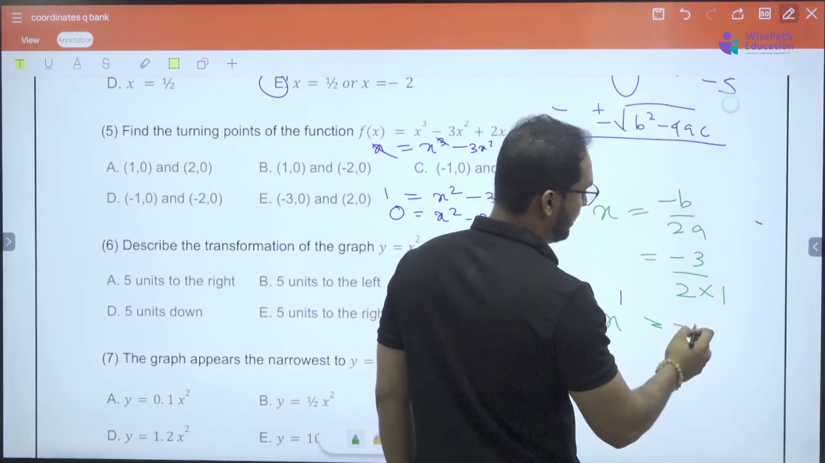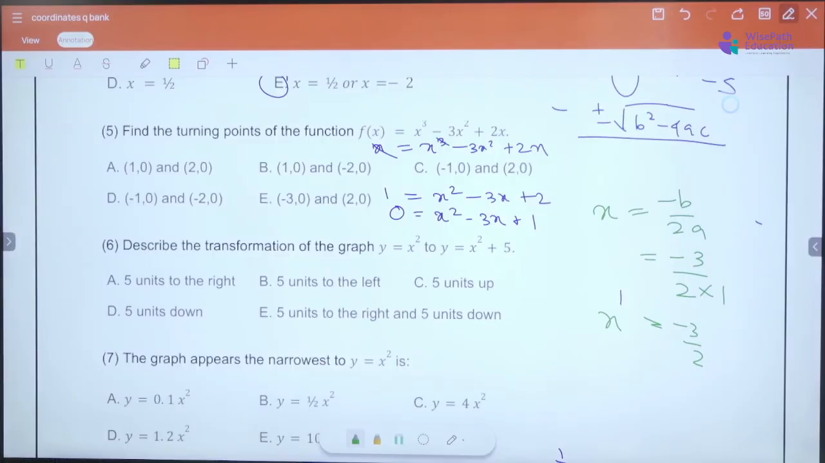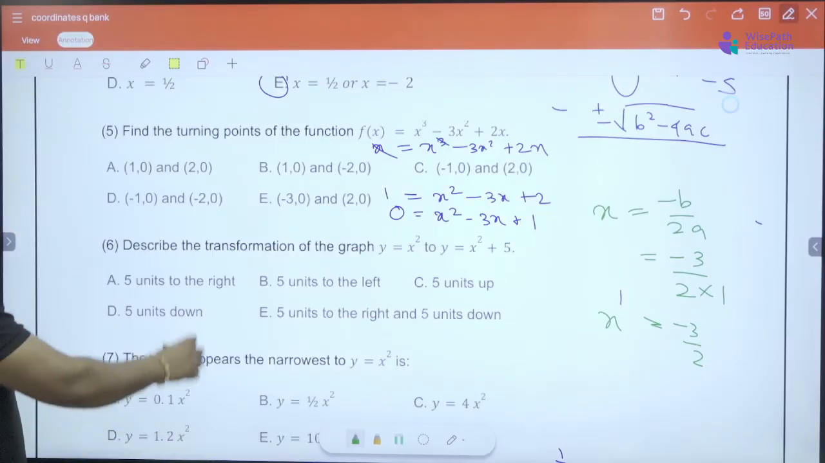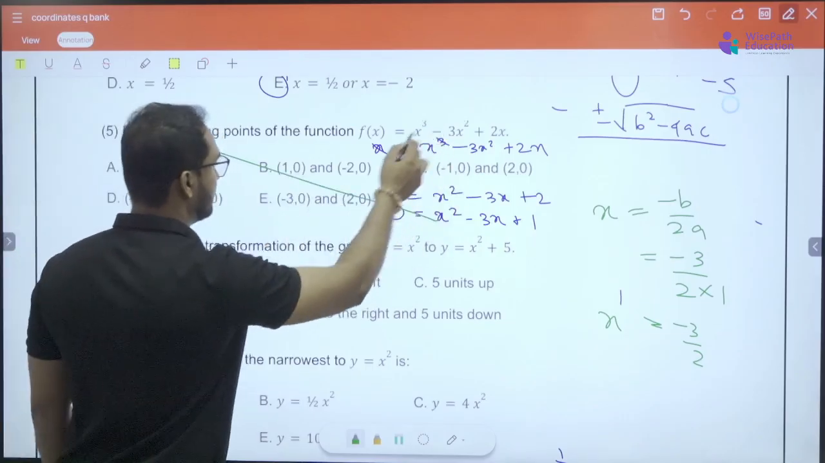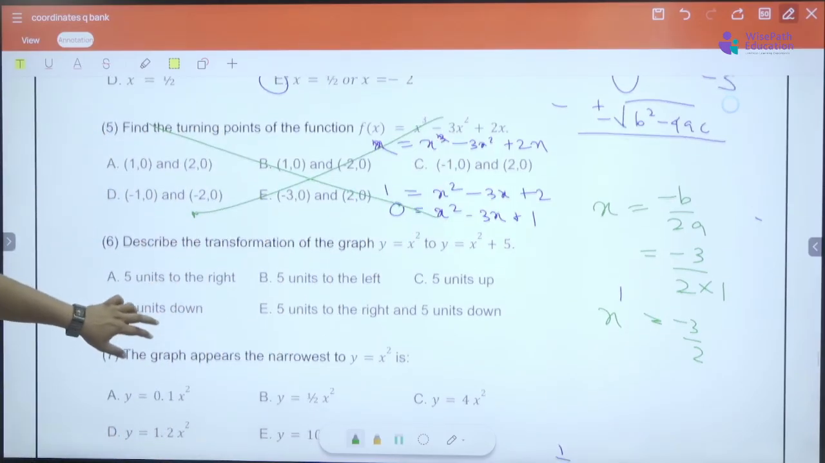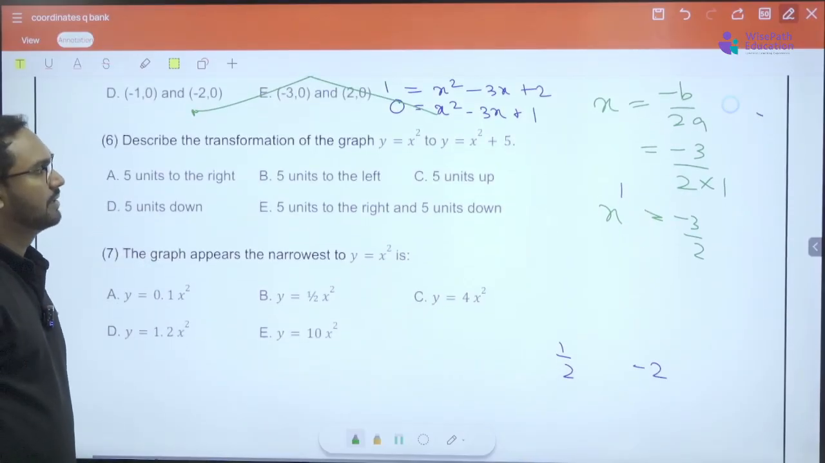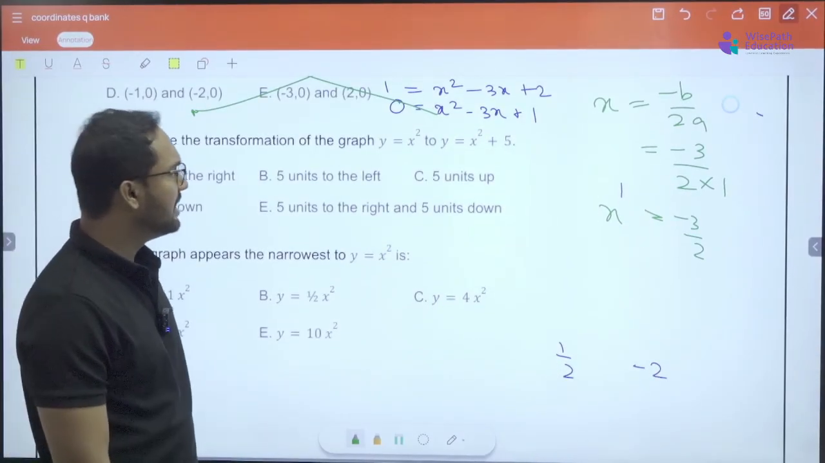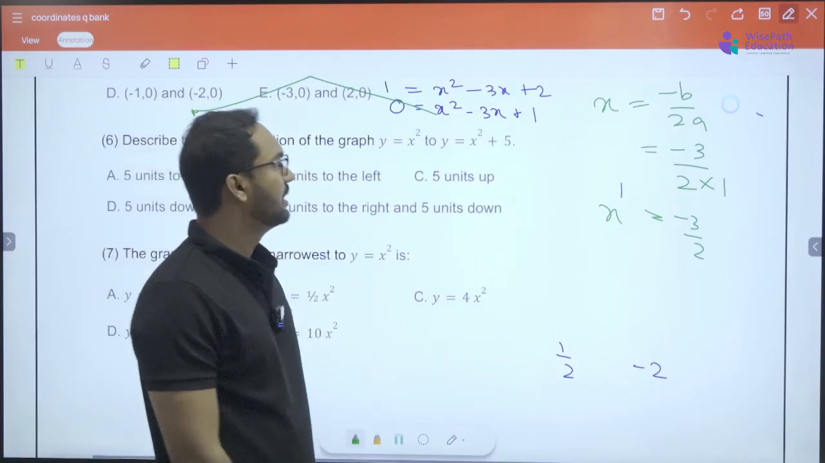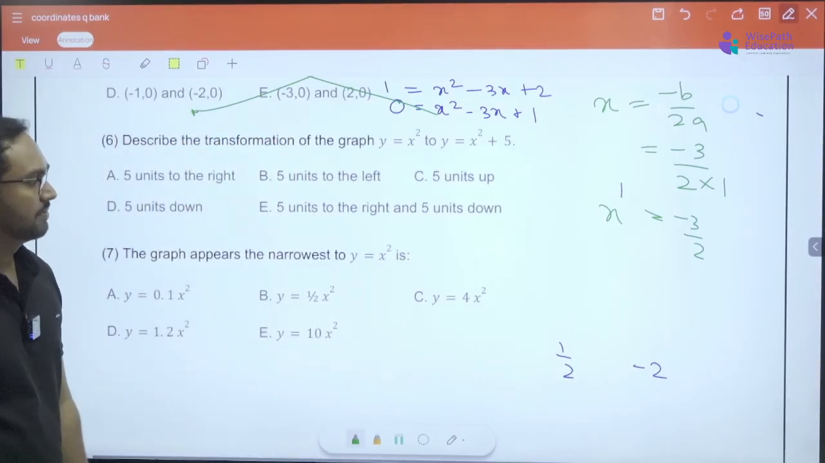minus 3 over 2. එහෙම answer එකක් කොහෙවත් තියෙනවද? නෑනේ. So it's a different question, මේක බොරි වෙන්න එපා, right? You don't have to worry about it. Come to this one. Describe the transformation of graph y equals x square to y equals x square plus 5. Yes, පහක් උඩට ගිහිලානේ.